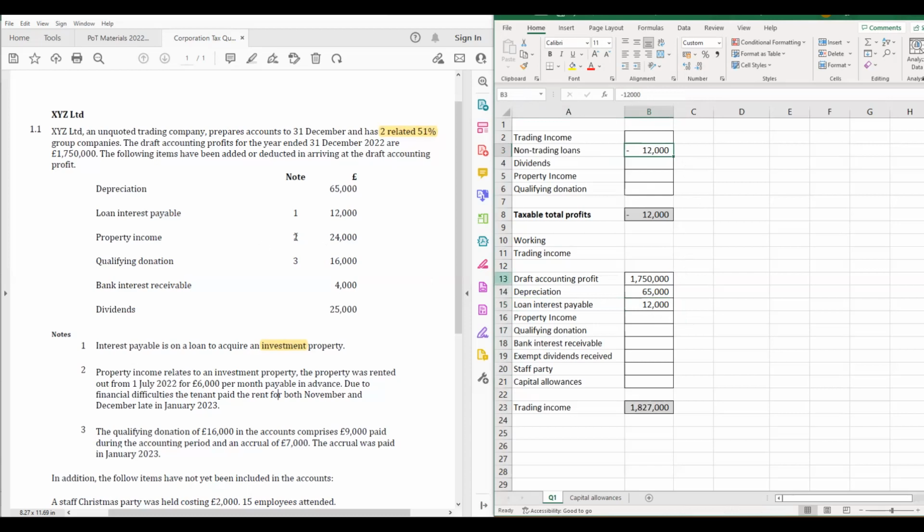The next one here is property income. So we get told, property income relates to an investment property. As you kind of expect, the property was rented out from the 1st of July 2022 for £6,000 per month, payable in advance. Due to financial difficulties, the tenant paid the rent for both November and December late in January 2023. So the first thing we need to do with this property income, because of course it relates to property income, it needs to go into the property income box, is remove all amounts relating to property income from our trading income section.